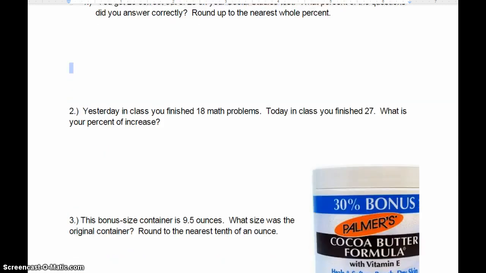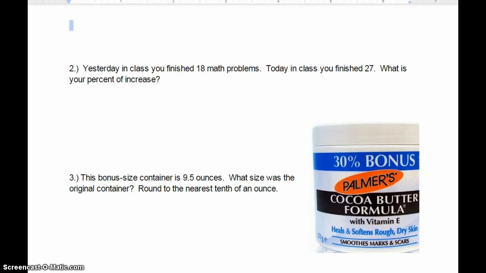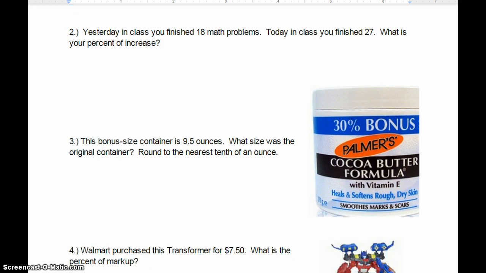Question 2. Okay, question 2 is one of our first before and after problems. This is percent of change. You did something yesterday, you did something today, so there's time involved, before and after. In all of these before and after problems, you'll have 100% here. That's how we do our percent proportion. And we are comparing something like our new amount, but we're comparing it to the before amount.